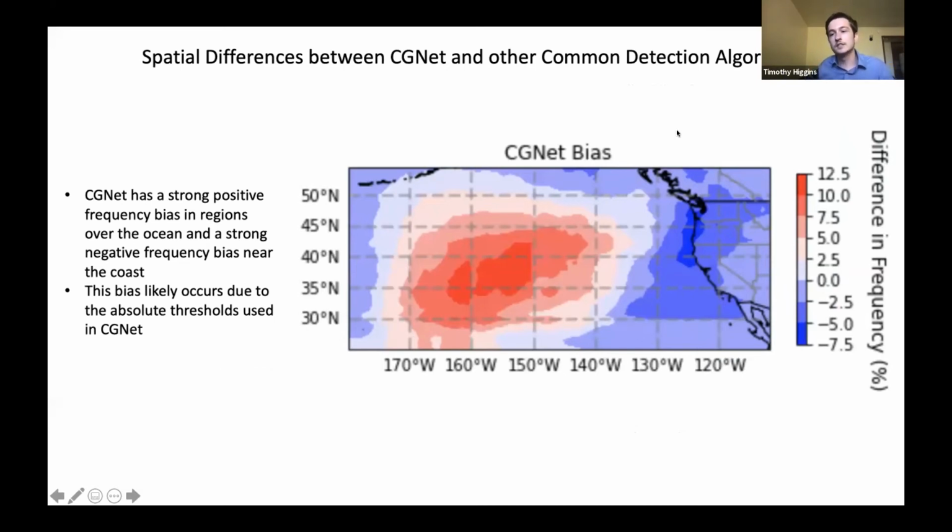I then looked at the bias and found that there's a fairly large negative bias of CGNet. Again, compared to other algorithms, it's not compared to truth. Near the coast and then off the coast, there was a very positive bias. This likely occurs due to most of the other algorithms being based off of relative IWV and IVT thresholds, while CGNet was really more trained on absolute thresholds, which have a very significant impact once ARs reach the coast.